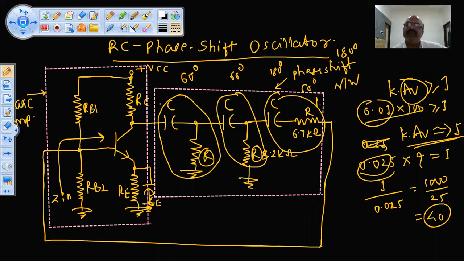ठीक आहे. एक आरसी नेटवर्क तुम्हाला 60 डिग्रीची फेज शिफ्ट देतं. 3 आरसी नेटवर्क तुम्हाला 60च्या तिप्पट, म्हणून 3 वापरले. म्हणजेच 180 डिग्रीची फेज शिफ्ट तुम्हाला देऊ शकतो. अँड दॅट इज द बेसिक थिअरी ऑफ आरसी ऑसिलेटर्स.